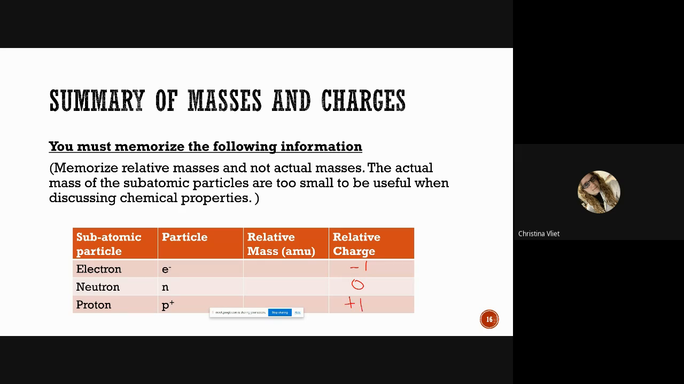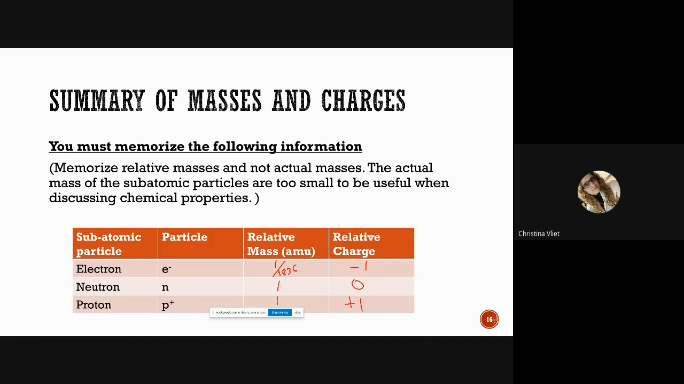Relative mass. Proton is 1. Relative mass in AMU means atomic mass unit. In grams, it's some crazy number like times 10 to the -28. We're not memorizing the grams. We're going to memorize the AMU because those are the easy numbers to work with. Neutron also 1. Electron 1 divided by 1,836. And yes, you do have to memorize that.